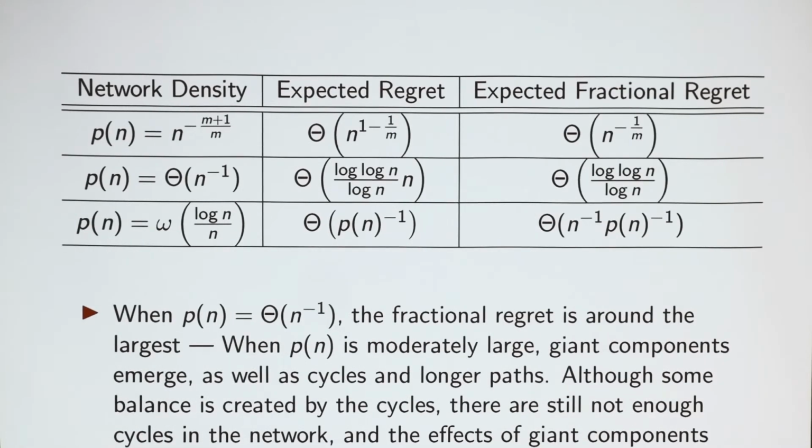In the middle range, we show that the fractional regret is around the largest. This is because when Pn is moderately large, giant components emerge, and also the cycles and longer paths emerge. Although the cycles can balance out some of the network effects, the giant components and longer paths are actually dominating the effect, and that's why the value of price discrimination is highest around this range.